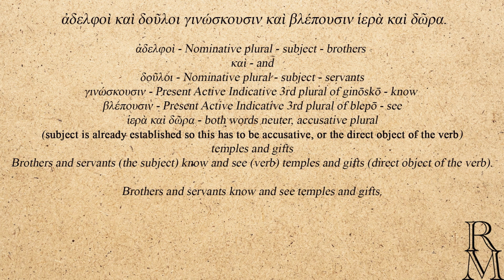So brothers and servants, the subject, know and see, the verb, temples and gifts, the direct objects of the verbs. Brothers and servants know and see temples and gifts. There is your example for the week.